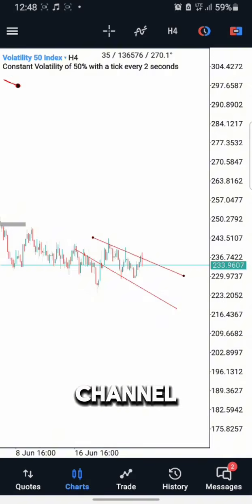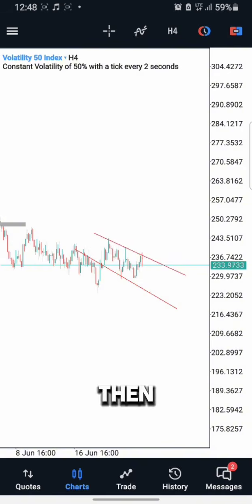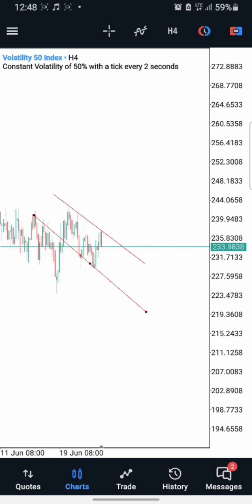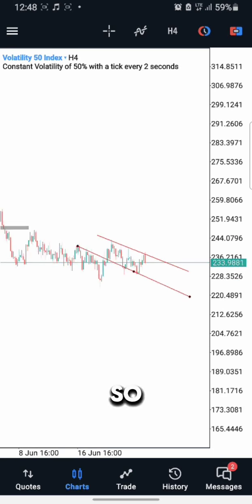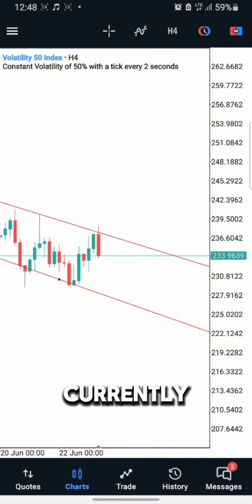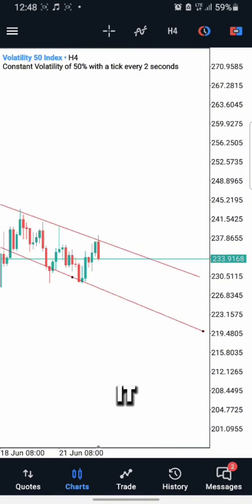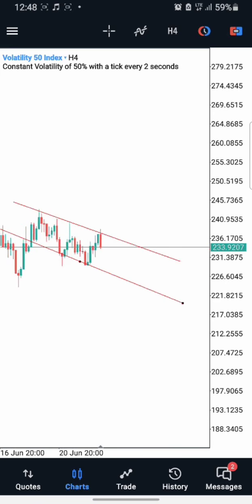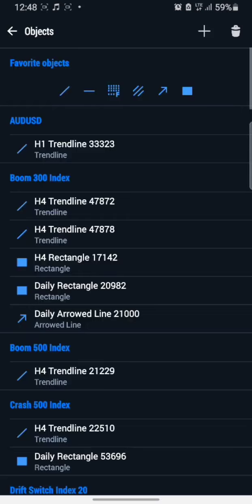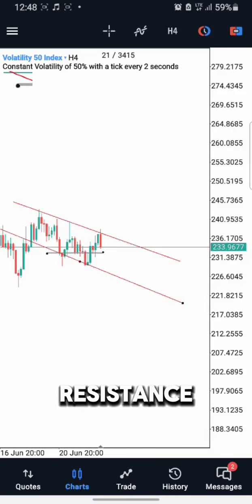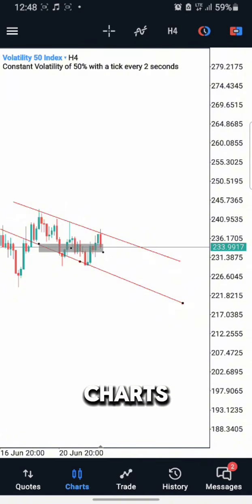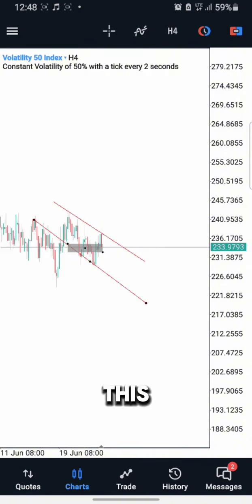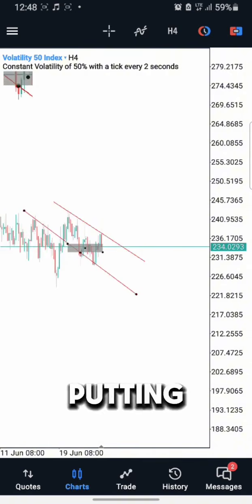So this channel was respected quite a number of times, and now we want to see if we can get a trade from it. As you can see, the market is currently at a level where it is respecting a support or a resistance from the previous charts. So this is the support line that I'm putting.